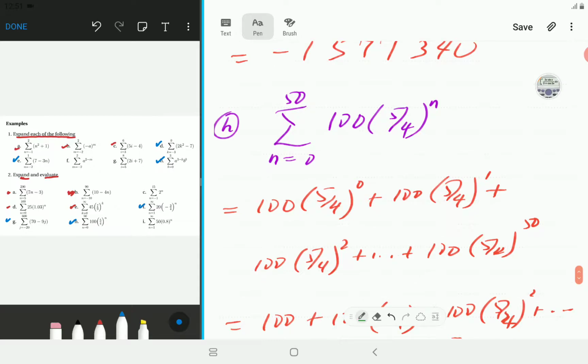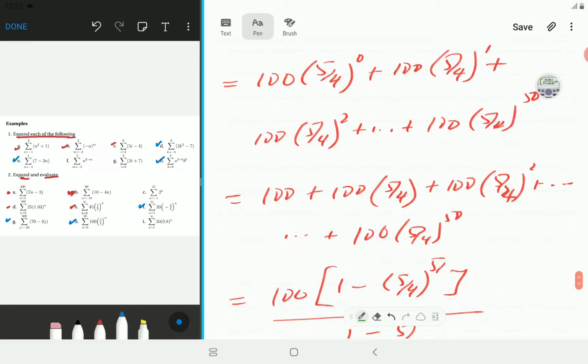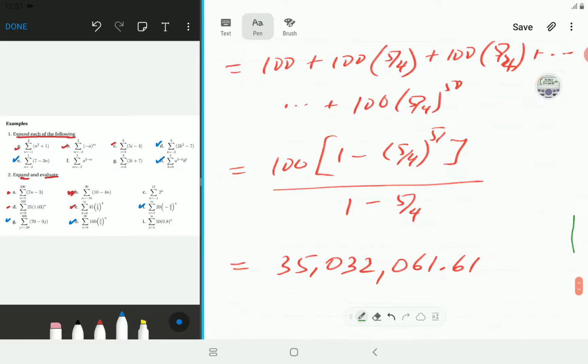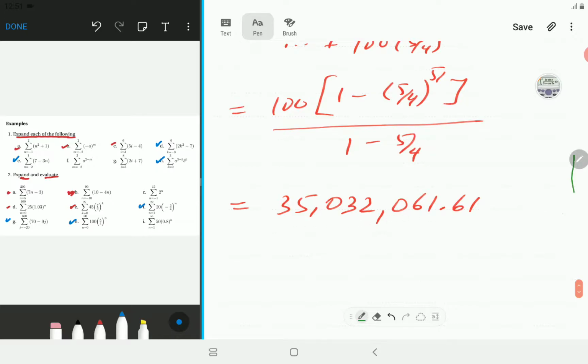And the last one, which is H, again, this one is a finite number of terms. If n is a power, then chances are you have got a geometric sequence. So this is geometric. Those are the first 3 terms. That's the last term. And we're going to have 51 terms. But of course, you can use the formula that does not require the number of terms. This is going to work out to 35,032,061.61.